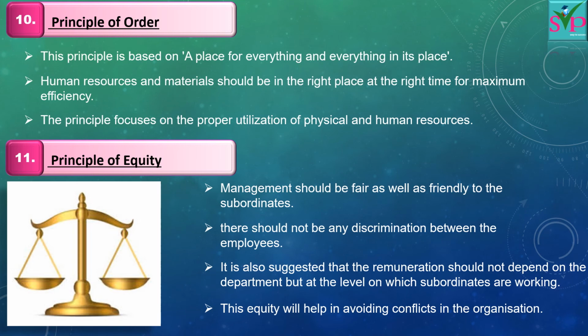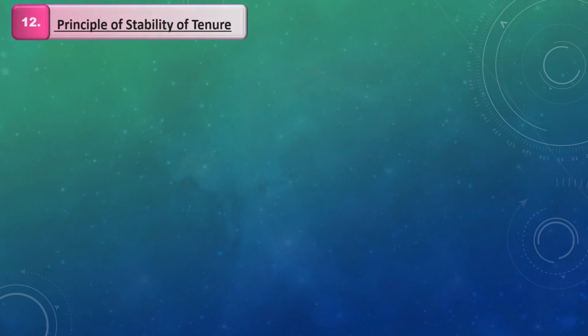See, there should be a friendly atmosphere in the organization. There should not be any discrimination or partiality between employees. All the employees should be treated equally, which helps to reduce the conflicts in the organization. 12th one is principle of stability of tenure.